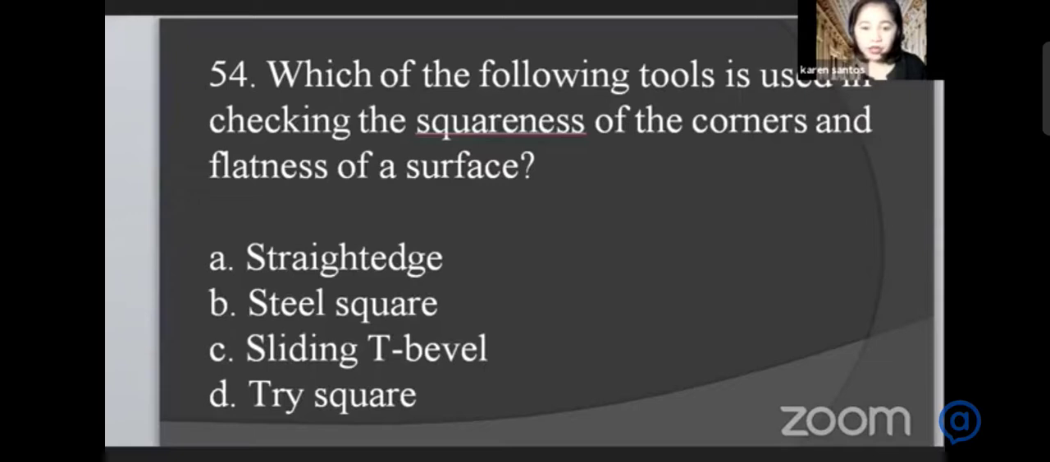Again, which of the following tools is used in checking the squareness of the corners and flatness of the surface? A. Straight edge. B. Steel square. C. Sliding T-bevel. And D. Tri-square.